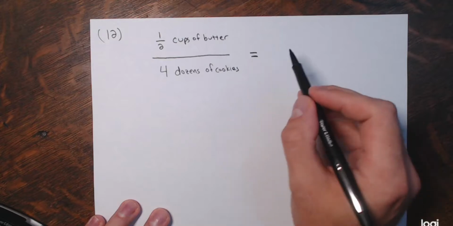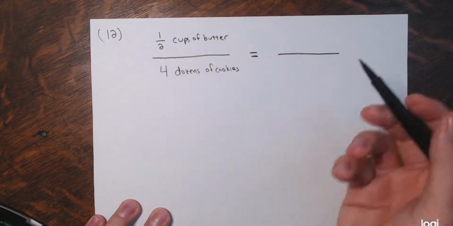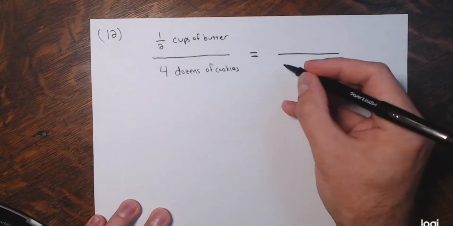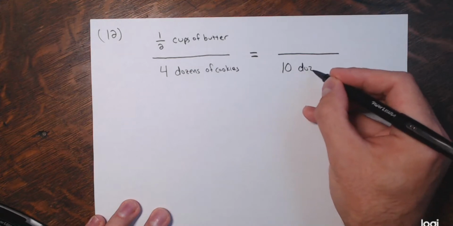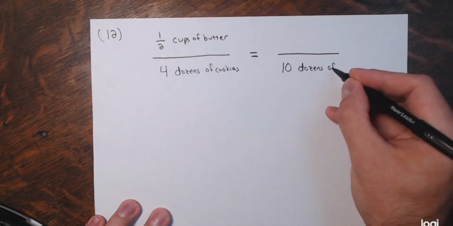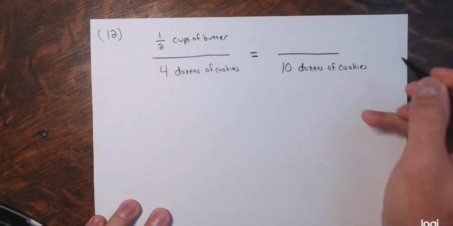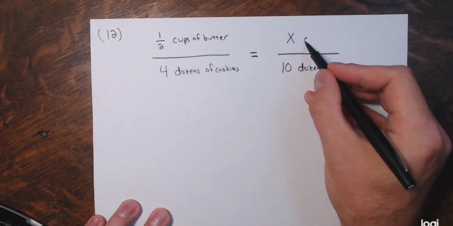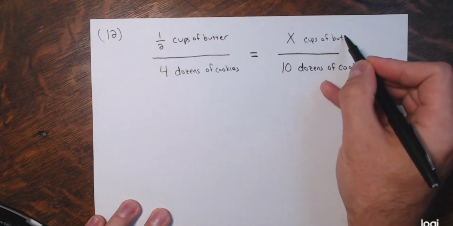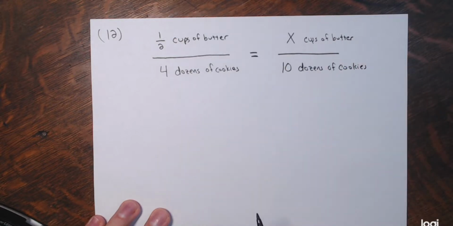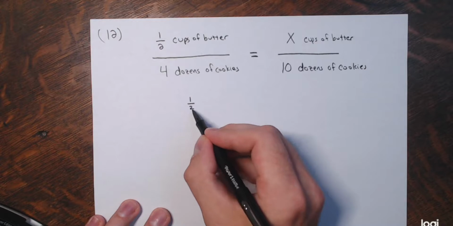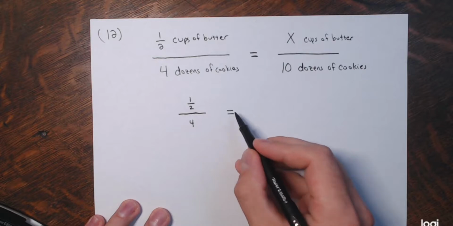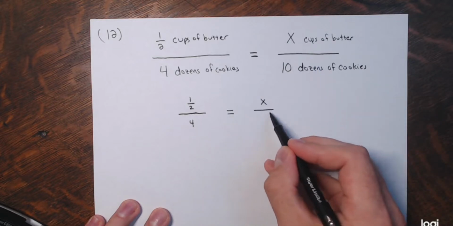Equals. And then again, the ratio for the recipe should be the same as the ratio used by Hilda. She's making 10 dozen cookies, and dozens of cookies is in the denominator here. So I got 10 dozen cookies she's making. And the question is how many cups of butter will be needed. So that's X cups of butter. So your numerator units and denominator units are consistent. So we have 1/2 over 4, a complex fraction, which I'll simplify in a second. And on the other side, we just have X over 10.